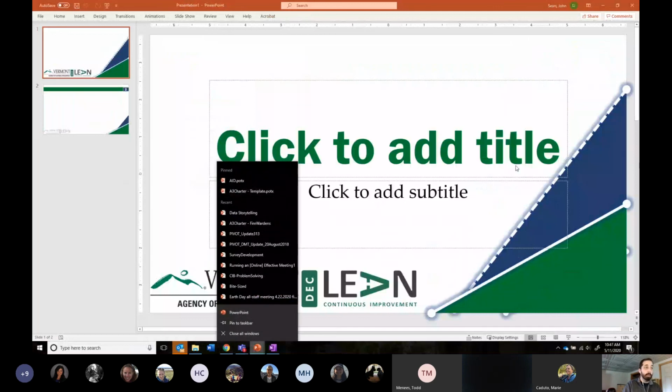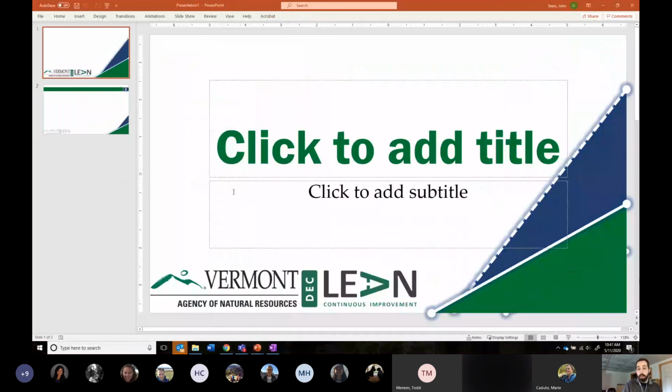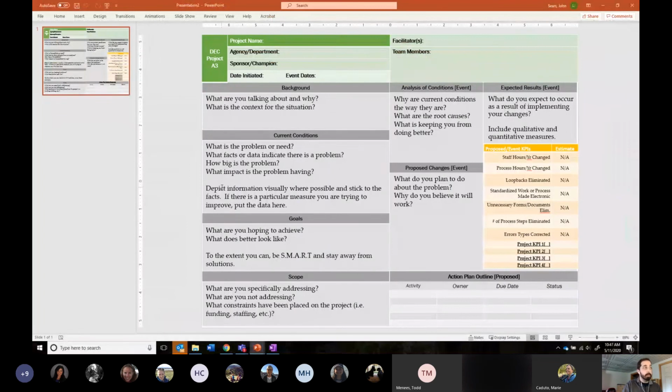So like I've got one right here that is basic. I created one using the A3. So when I want to create a new A3, all I have to do is do that, and I get exactly the A3 that I'm looking for, which is the DEC template for A3s that has my own KPIs on there and stuff. It's really great enhanced functionality, and it makes using PowerPoint a lot easier.